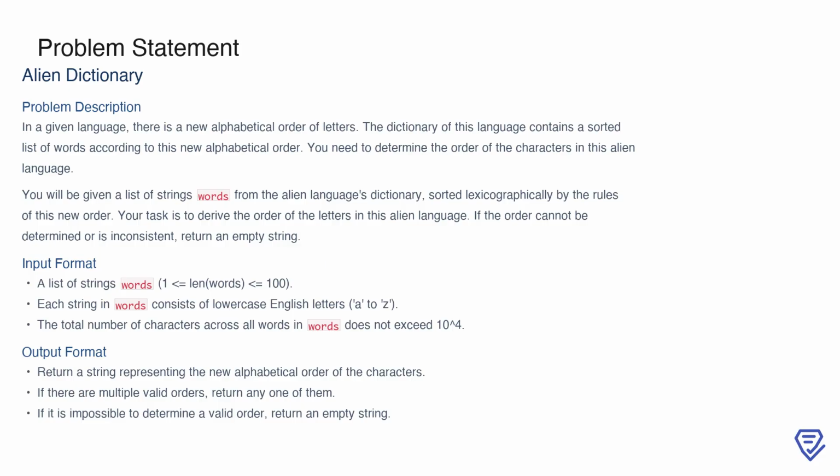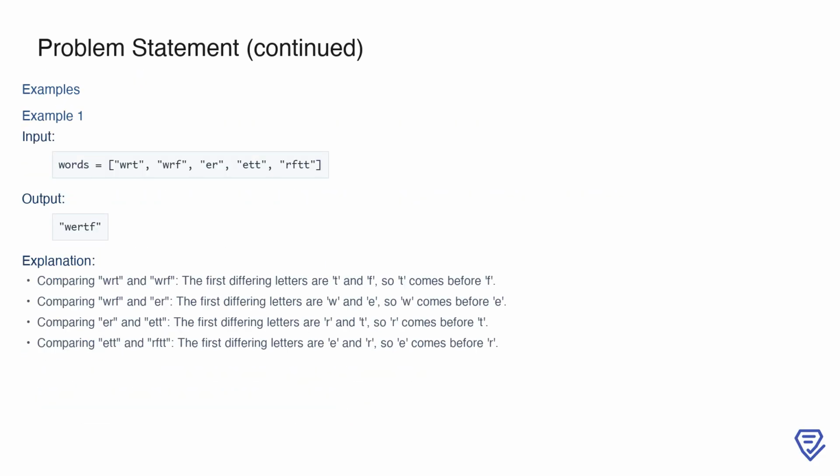The input consists of a list of strings, where each string contains lowercase English letters, and the total number of characters across all the words combined will not exceed 10,000. The output will be a string representing the new alphabetical order. If there are multiple valid orders, you can return any one of them, and if no valid order exists, return an empty string. To better understand the problem, let's look at some examples.